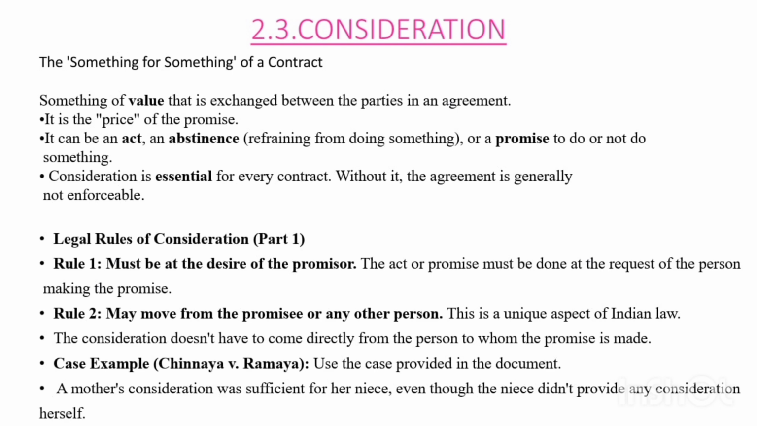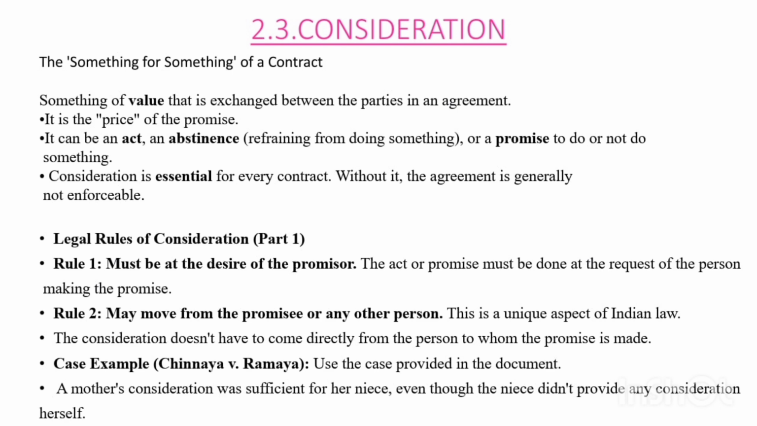The next subchapter is consideration. The something for something of a contract is known as consideration. Something of value that is exchanged between the parties in an agreement. It is the price of the promise. It can be an act, an abstinence, that is refraining from doing something, or a promise to do or not to do something. Consideration is essential for every contract. Without it, the agreement is generally not enforceable.